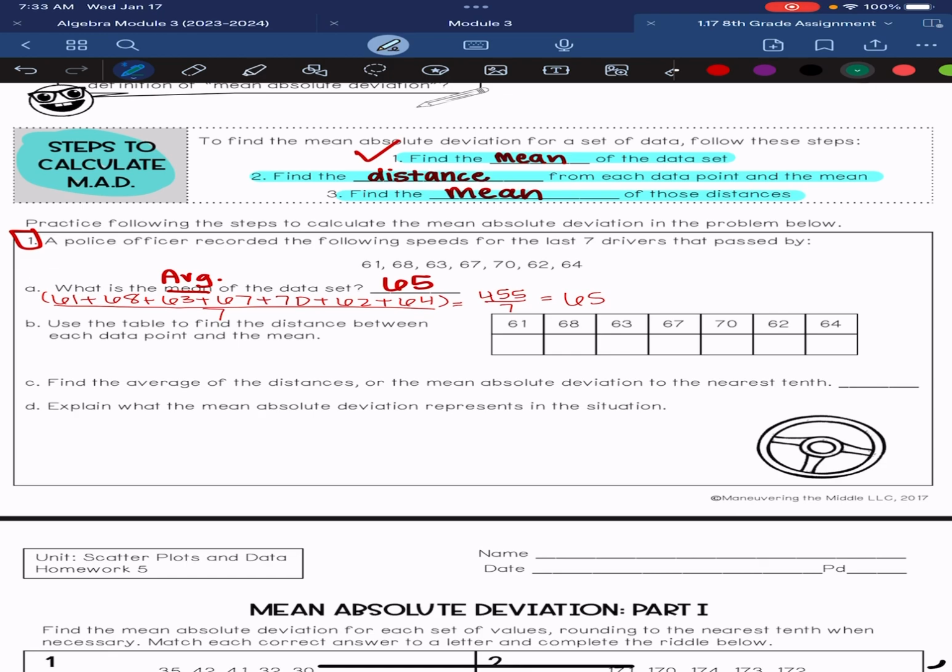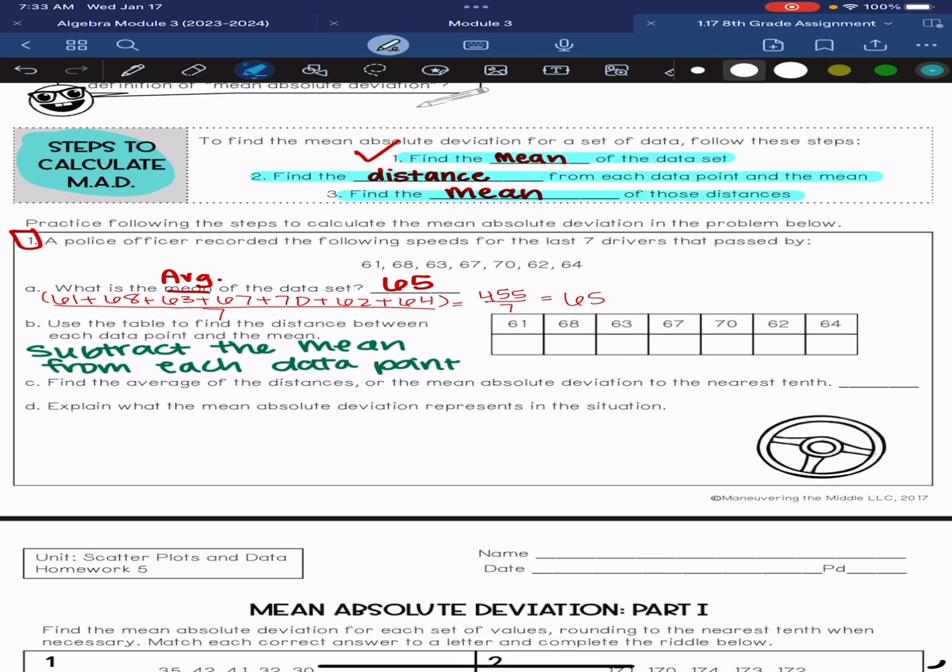Step 2 is find the distance from each data point to the mean. So what that means is I need to subtract the mean from each data point. Another thing we need to keep in mind is we are looking for the distance between those two things. We're looking for the distance between the mean and the data points.